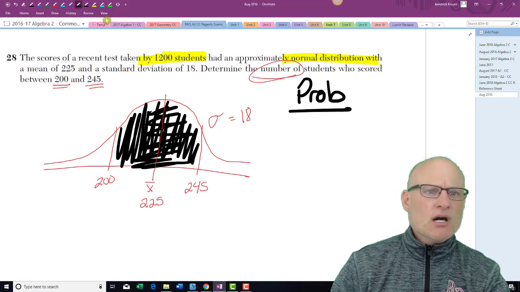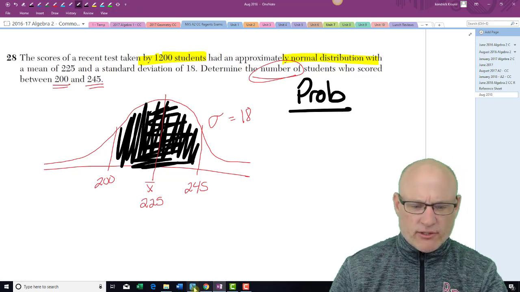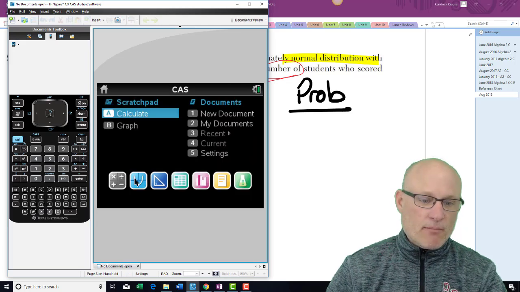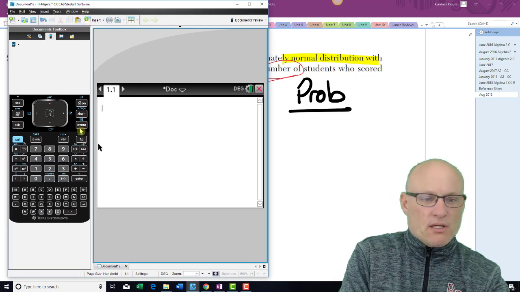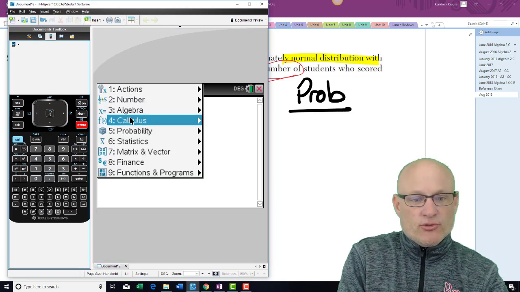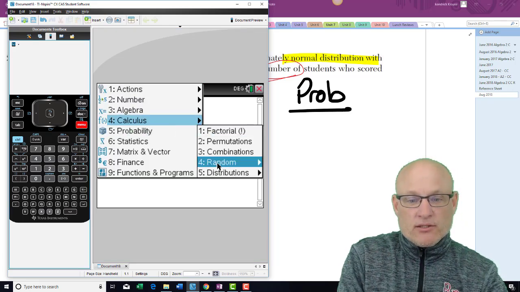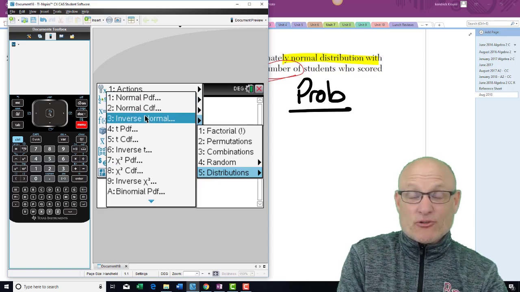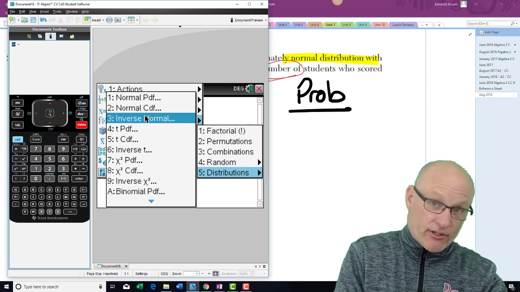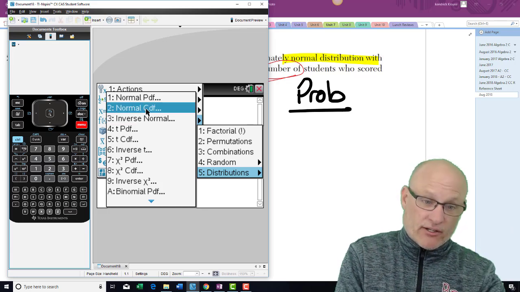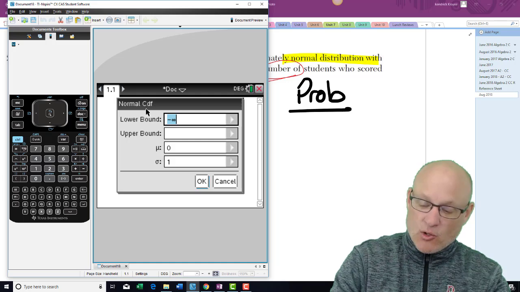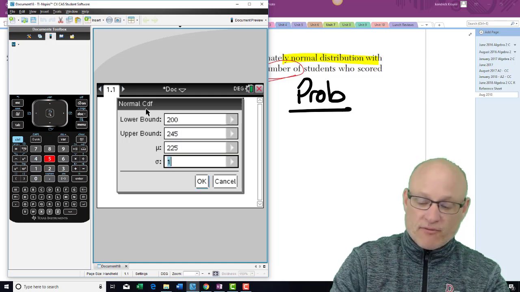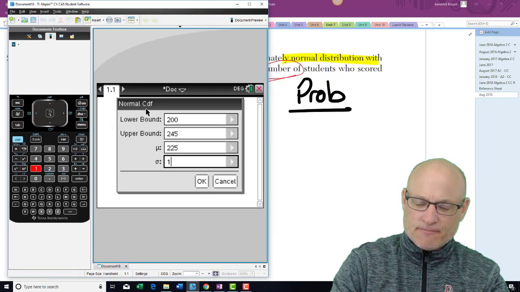Okay. So we go over to the old calculator, and let me get rid of all this stuff. Now, if you're going to remember correctly, you're going to go into menu, probability, distributions, and normal CDF. You only use inverse normal if they give you the area under the curve. If you're looking for the area under the curve, you use normal CDF. My lower bound was 200. My upper bound was 245. My mean was 225. And my standard deviation, I believe, was 18.